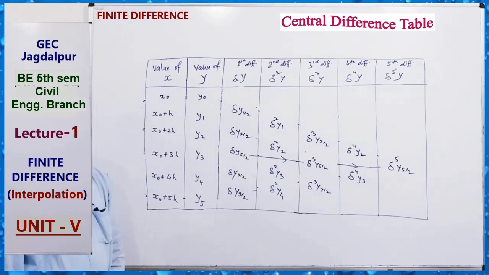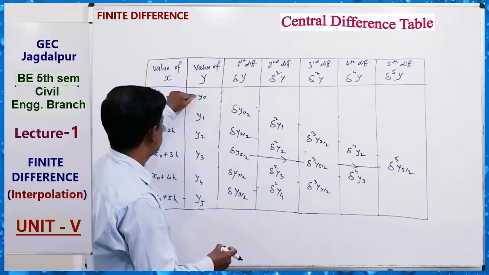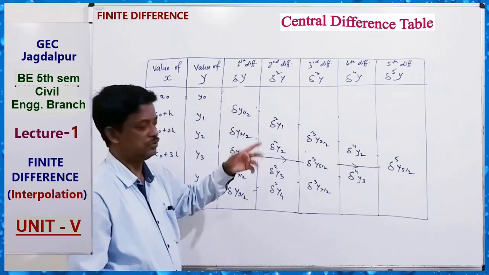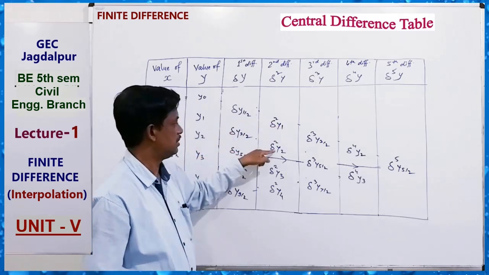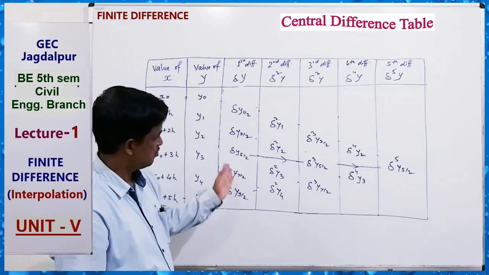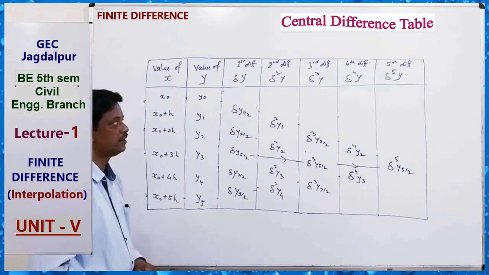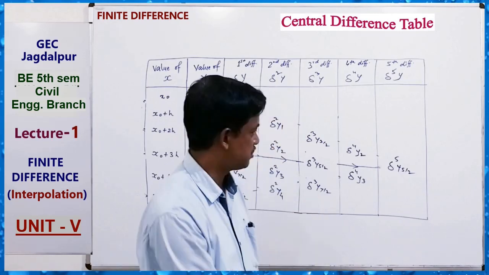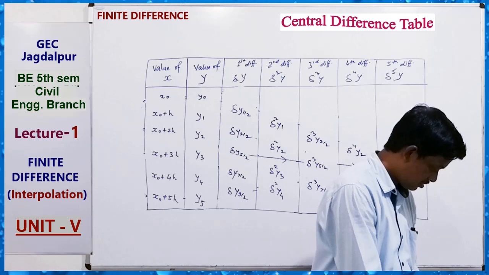Clear? So the table creation method is the same. Just subtract y0 from y1 right here, y1 from y2 right here. Also subtract this from this right here, this from this right here, and just make the table. And the notation for the differences you take from the table. Okay, so preparing these three tables for these three differences is very, very important.